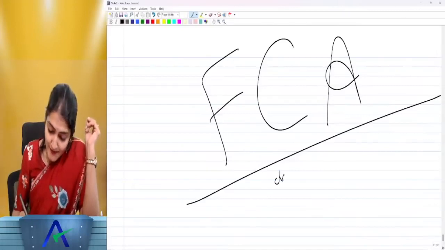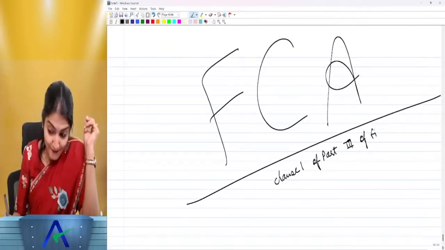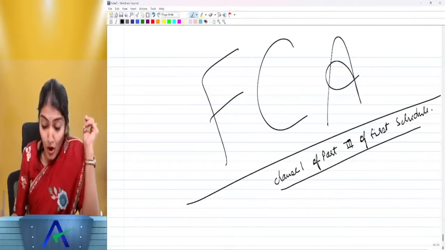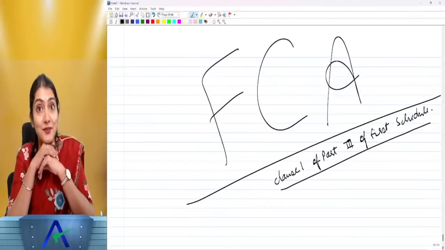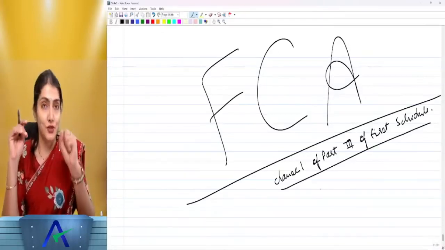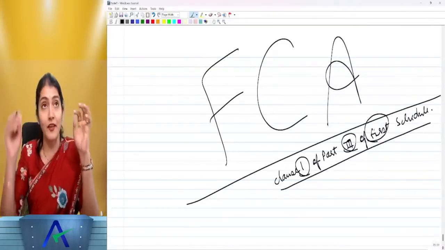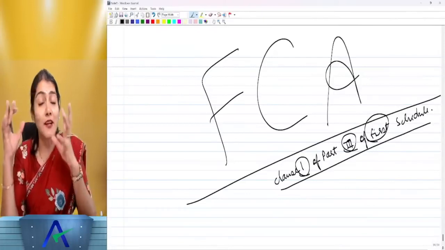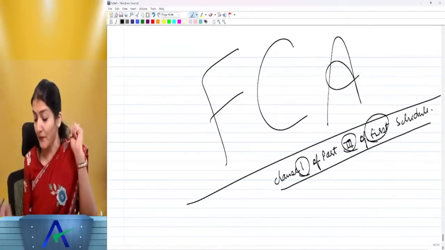Clause 1 of Part 3 of the First Schedule: not being a fellow, acts as a fellow member of the institute. Do you know that? Not being a fellow acts as a fellow member of the institute. Guilty of professional misconduct under clause 1, part 3 of the first schedule. And not being a fellow acts as a fellow member of the institute. Are you getting that? Okay.